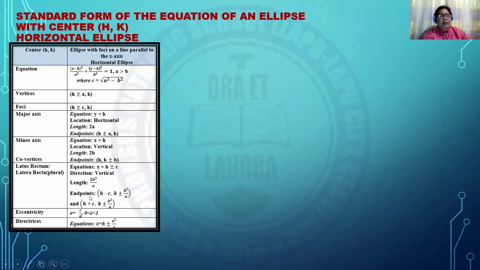The endpoints of the latus rectum, we have h minus c and k plus or minus b squared over a, and h plus c with k plus or minus b squared over a. Eccentricity is still c over a, where e is between 0 and 1. Directrices equation is x is equal to h plus or minus a squared over c.